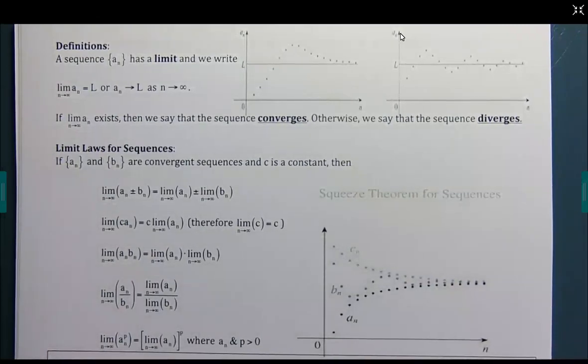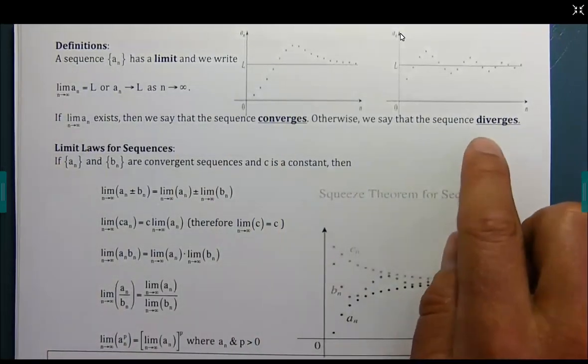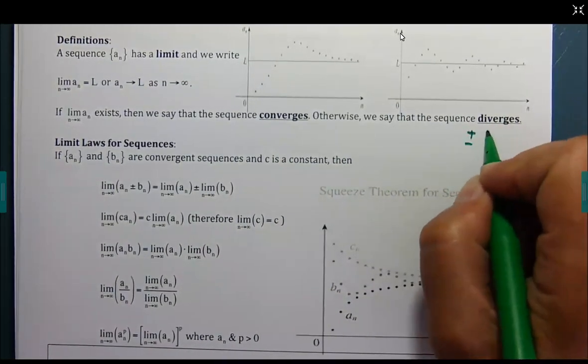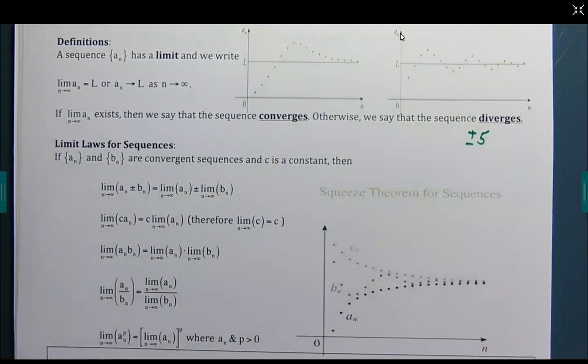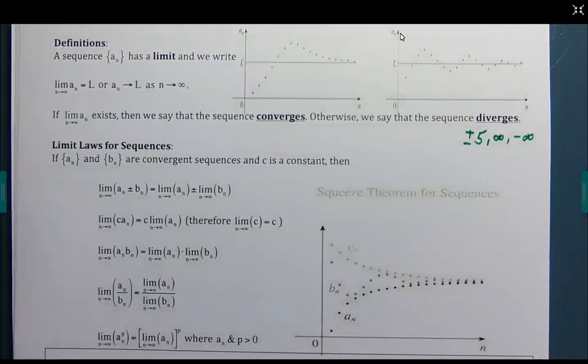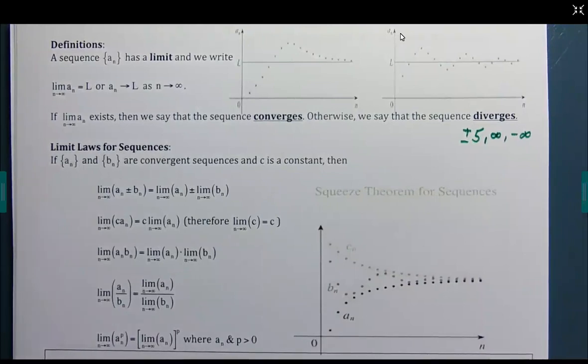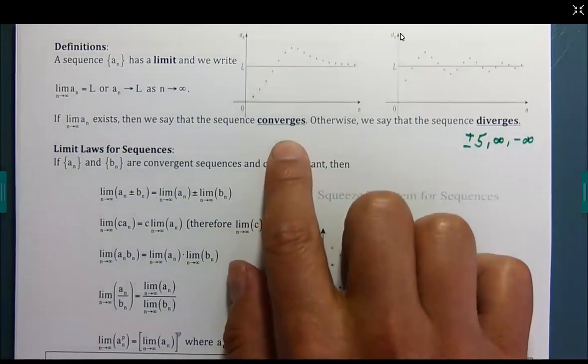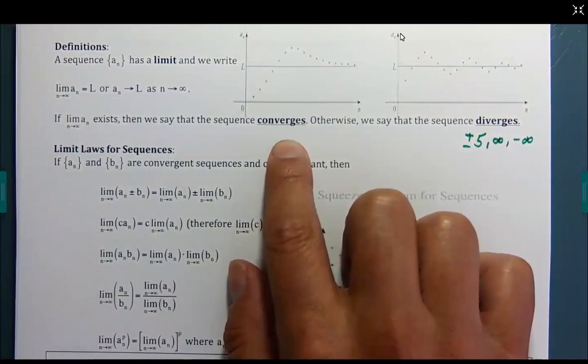Converges means that the limit goes to one specific number. If it goes to, say, plus or minus 5, that's not one specific number, that's two specific numbers, so we would say that it diverges. Also, if it goes to infinity or negative infinity, we also say that it diverges, because infinity and negative infinity are definitely not one specific number. So for convergence, the limit would go to 7 or pi or e to the fourth or something like that, any specific number.